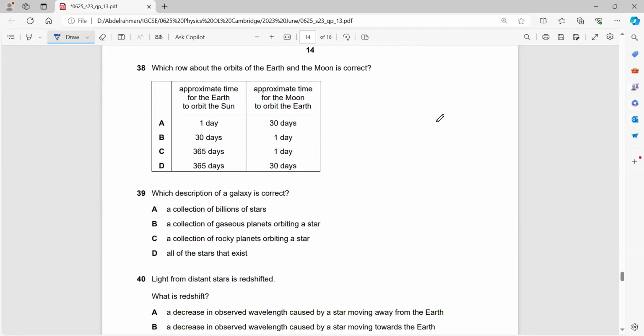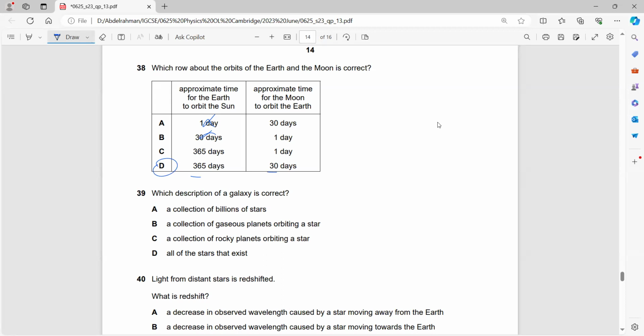Which row about the orbits of Earth and Moon is correct? The approximate time for the Earth to orbit the Sun, definitely 365. The approximate time for the Moon to orbit the Earth is 30 days. Yes, it is D. The Moon rotates around the Earth in 30 days, sometimes 28, sometimes 29 days.